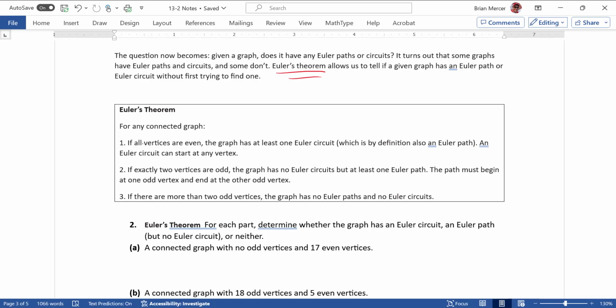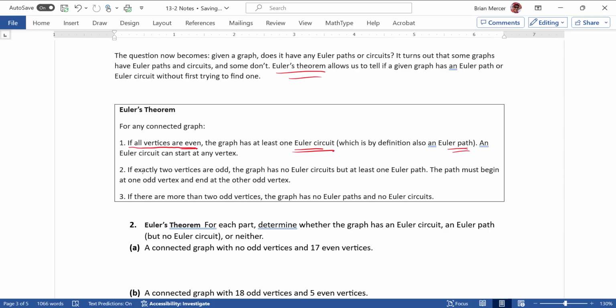Euler's theorem is stated as follows. If all the vertices are even, then it does have at least one Euler circuit, and obviously that's also a path. And that circuit can start at any vertex.